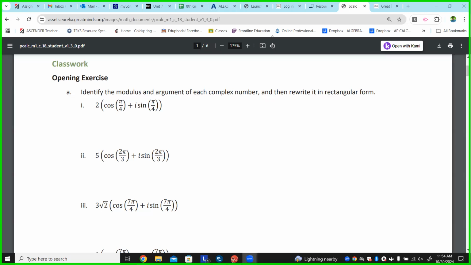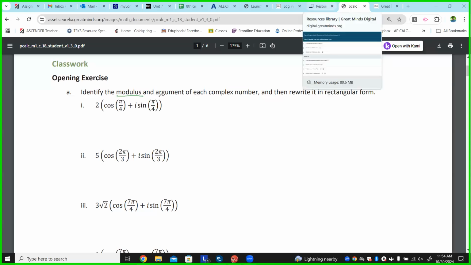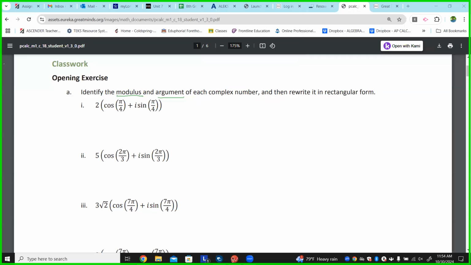All right, so when in polar form, we talked about this kind of at the beginning before I had to get into grading. But if I'm looking for the modulus or the argument, you just have to look at it and you know your answer. So what is the modulus?